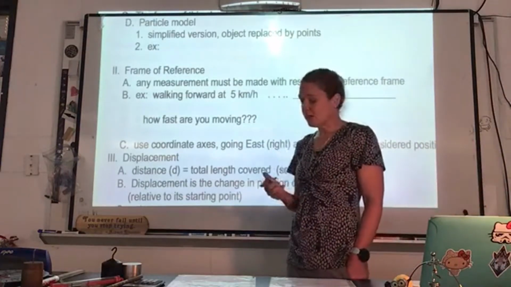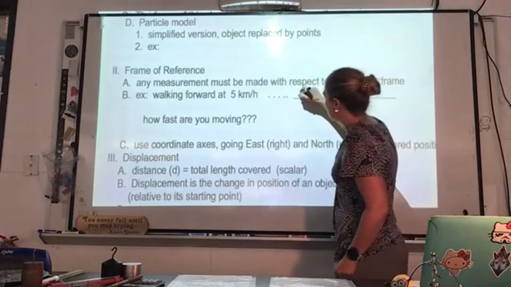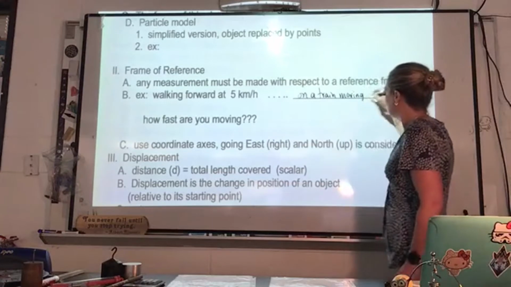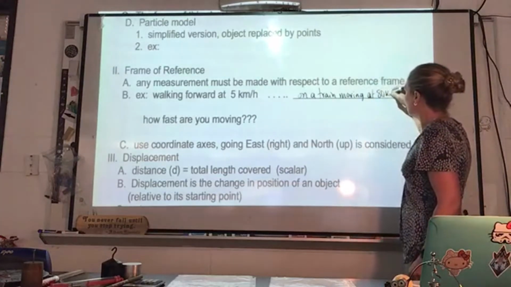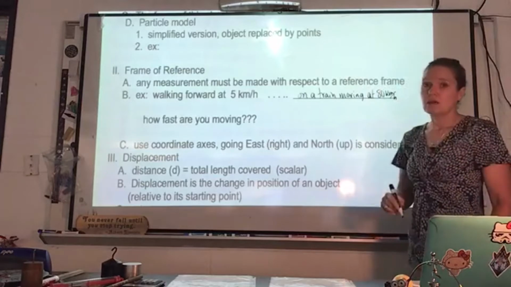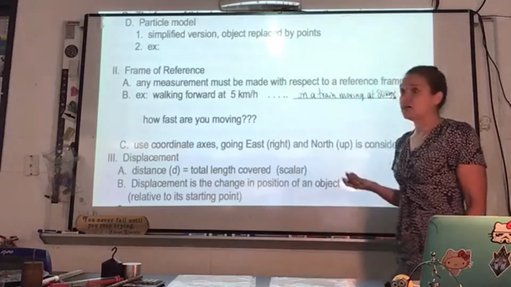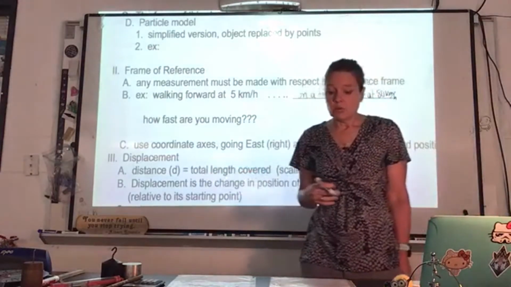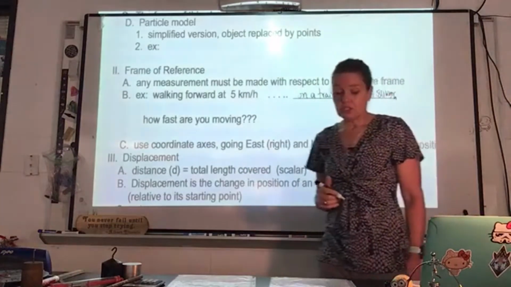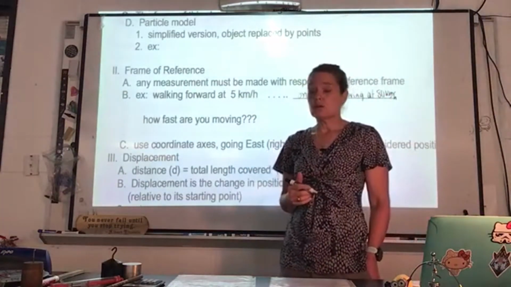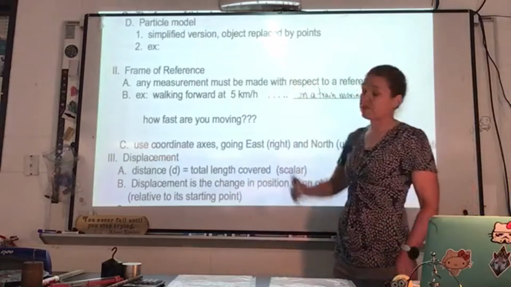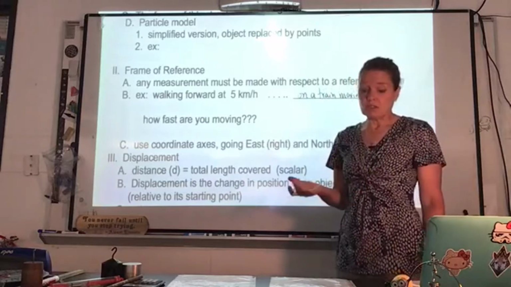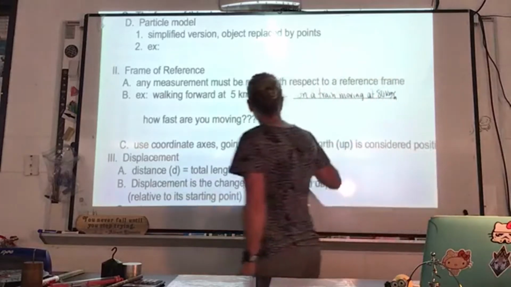I could make this a little more complicated if all of a sudden I said you're also on a train that's moving at 80 kilometers per hour. So if that goes on, then how fast are you moving? Well, it depends on with respect to what? With respect to the train, you might just be moving 5 kilometers per hour. But in reference to the ground, you are not.